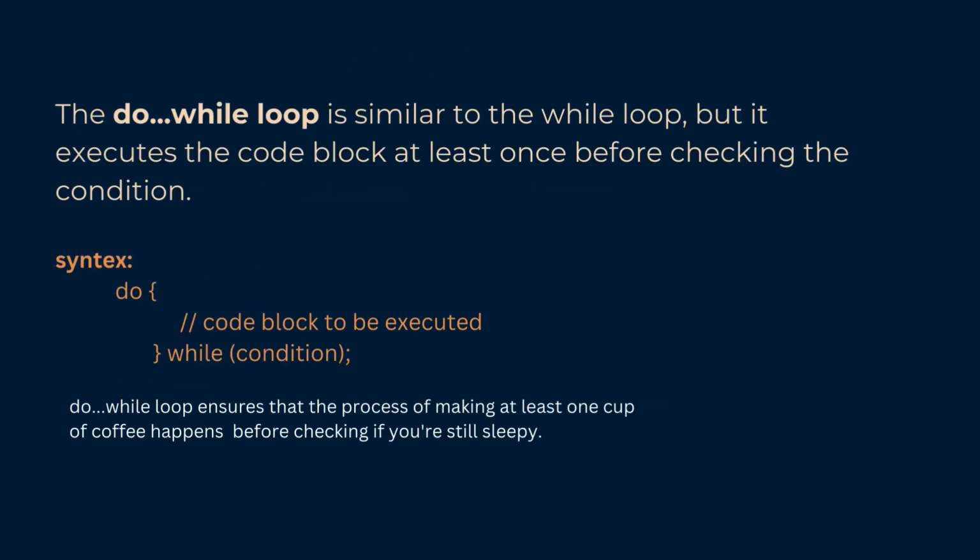Do-while loop: the do-while loop is similar to the while loop, but it executes the code block at least once before checking the condition. Syntax: do { code block to be executed } while (condition).